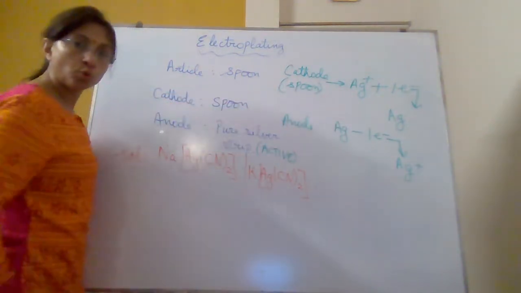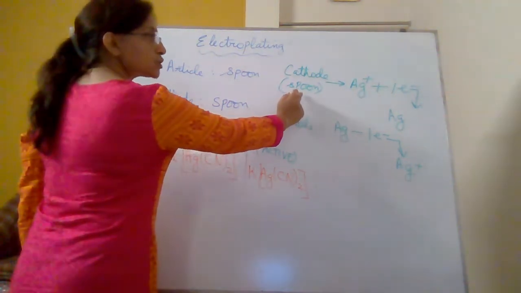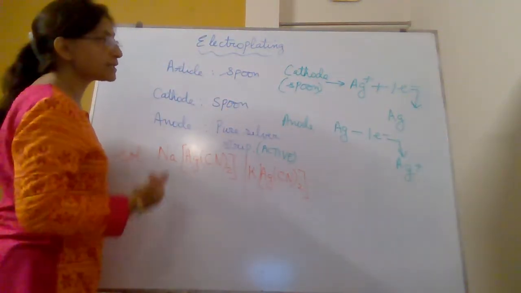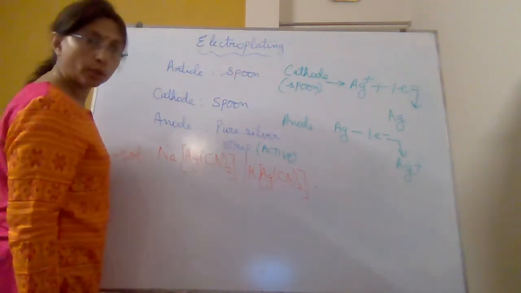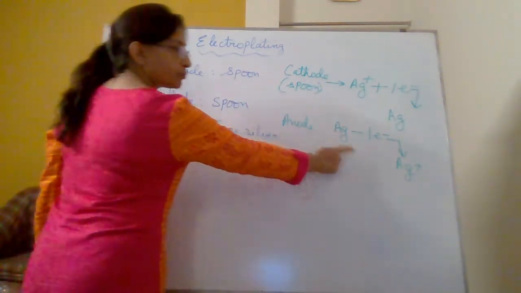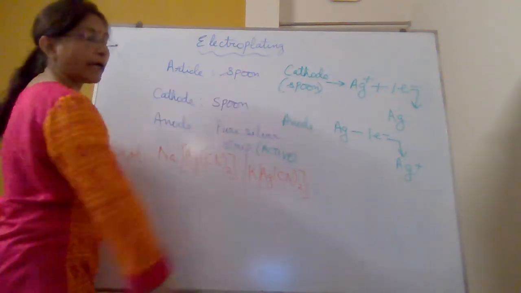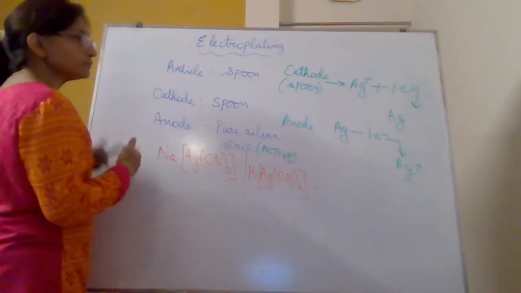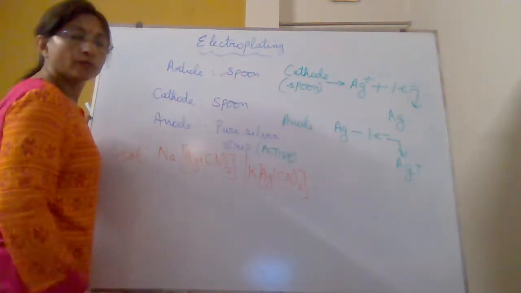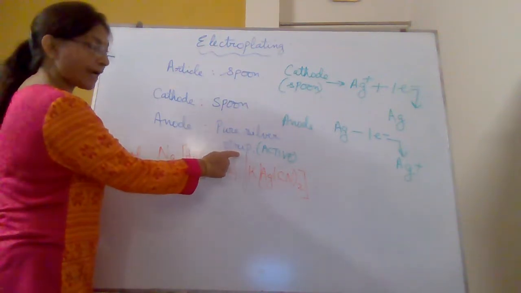Right? So see what is happening. The cathode, where we used the spoon: silver got deposited on the spoon because all the silver ions, since they are cations, migrate towards the cathode, and the cathode was the spoon, so they got deposited there. And the anode was an active electrode, so it produced its own silver cations, which again migrated towards the cathode and got deposited on the spoon. What will you observe in this?